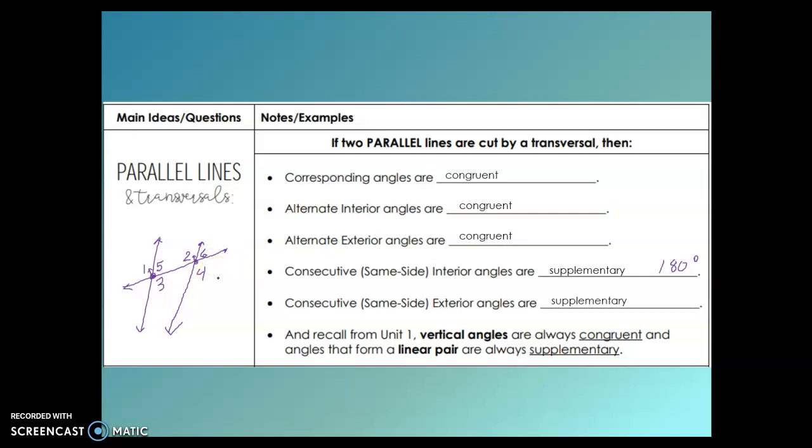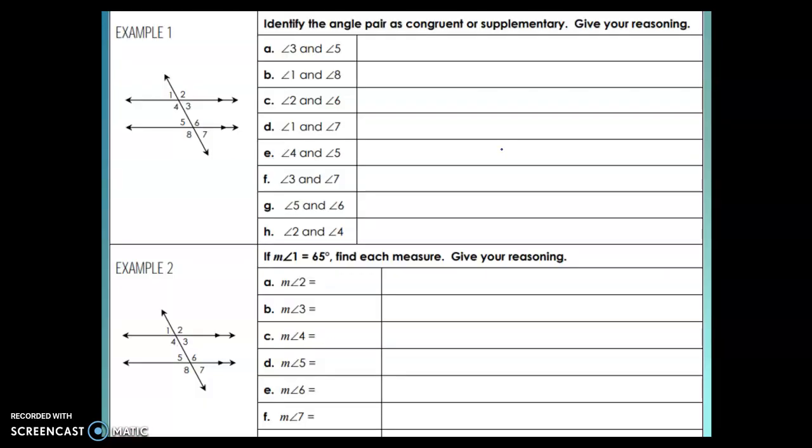Remember from Unit 1 that vertical angles are always congruent, so 1 and 3 are congruent, and 6 and, let's make this 7, 6 and 7 would be congruent. Our vertical angles there are going to be the same. And angles that form a linear pair, so they're side by side there, are supplementary. They add up to 180, so 6 and 4, that's our linear pair there. They add up to 180. They are supplementary.